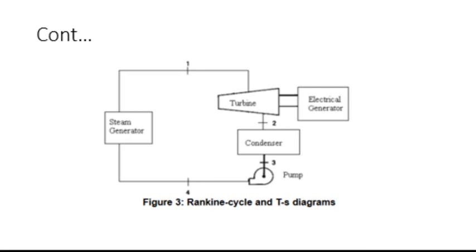Why is it incomplete? Because between the steam generator and the turbine there should be a superheater, and after the pump there should be an economizer. Then it will become a complete block diagram of a thermal power plant. Again I am saying it will be complete. Am I correct? Will it be complete?